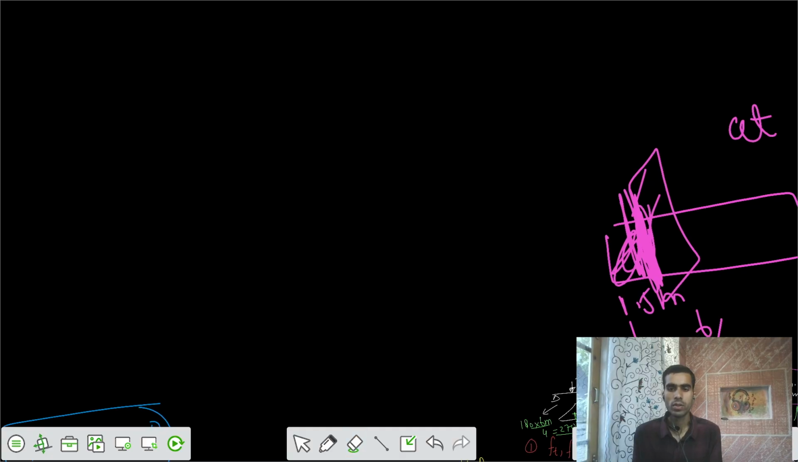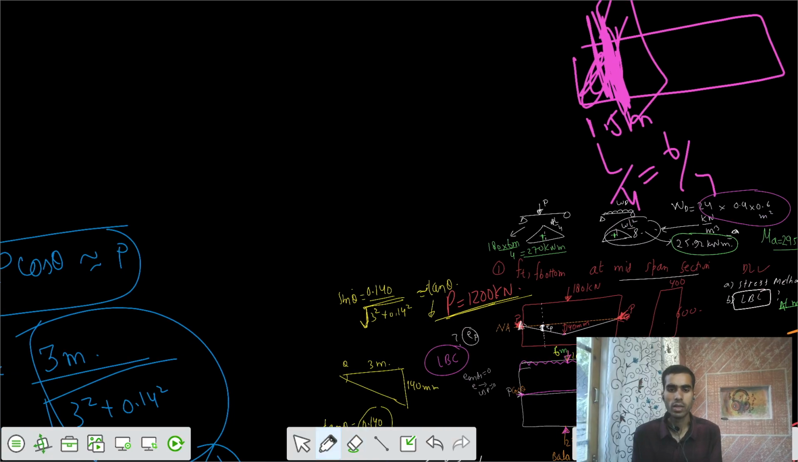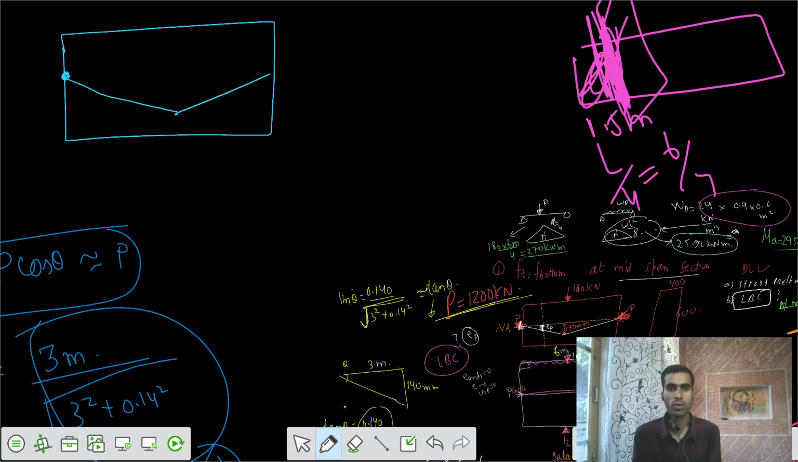So the stress concept has to say that you had this section at the quarter span, and we are having some eccentricity of e equals 0 at the ends, and it goes to some value of e equals 140 at the mid, and we need to say what is the eccentricity at the quarter span. At this location, can you tell me what is the eccentricity? What is this eccentricity e_p? So e_p would be calculated as per similar triangles.